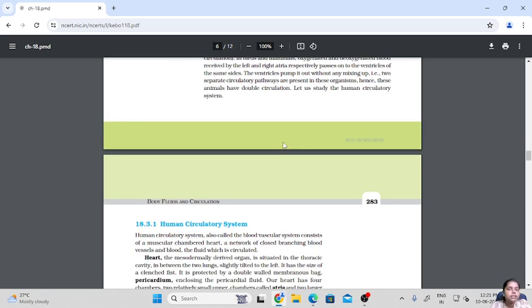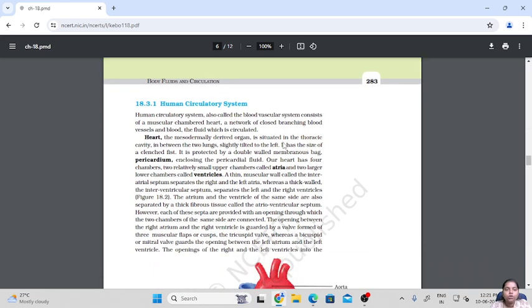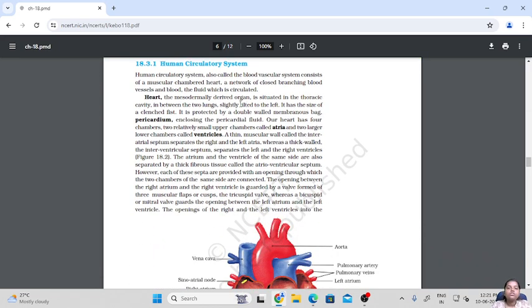And now let us study the human circulatory system. The human circulatory system, also called the blood vascular system, consists of a muscular chambered heart, a closed network of branching blood vessels, and the blood. The blood is the fluid that is circulated through this heart. This heart is a mesodermally derived organ, situated in the thoracic cavity between the two lungs, and it is slightly tilted towards the left.